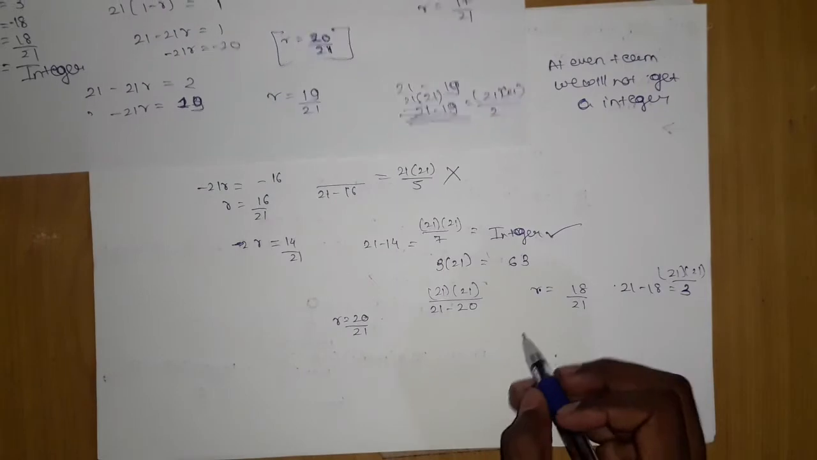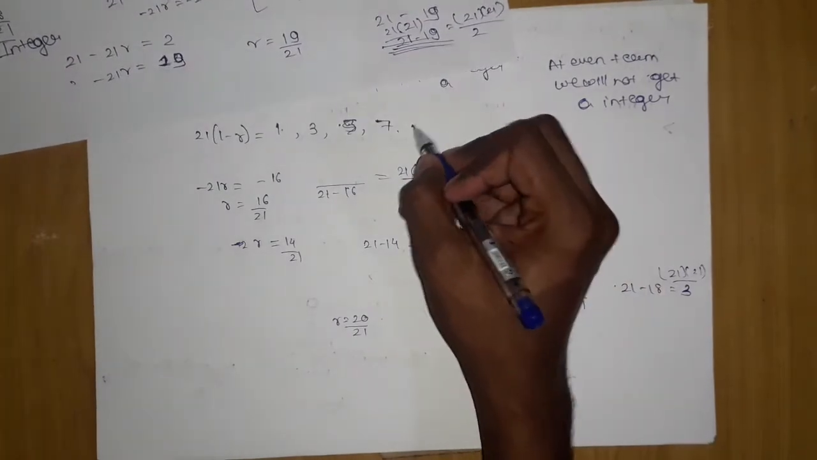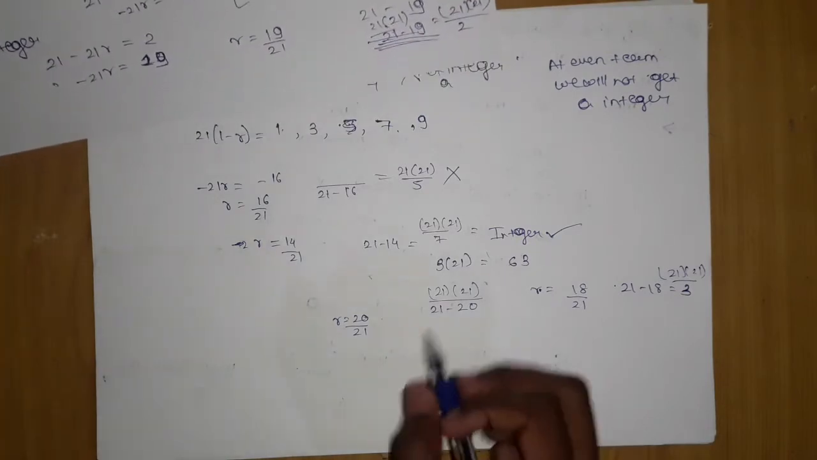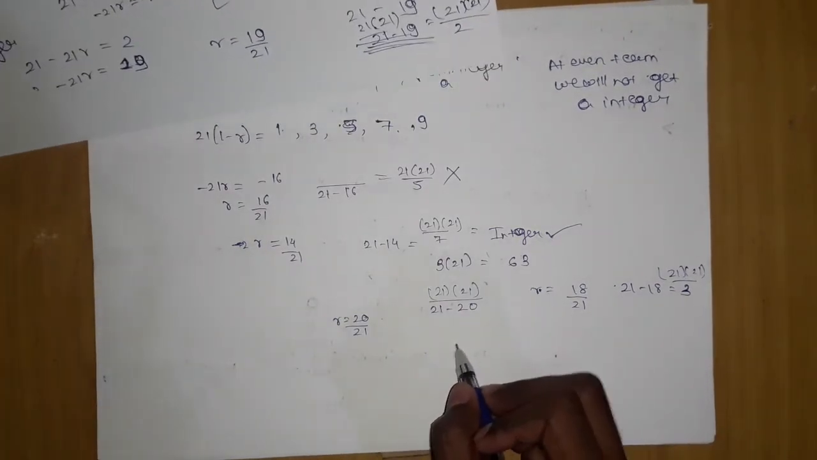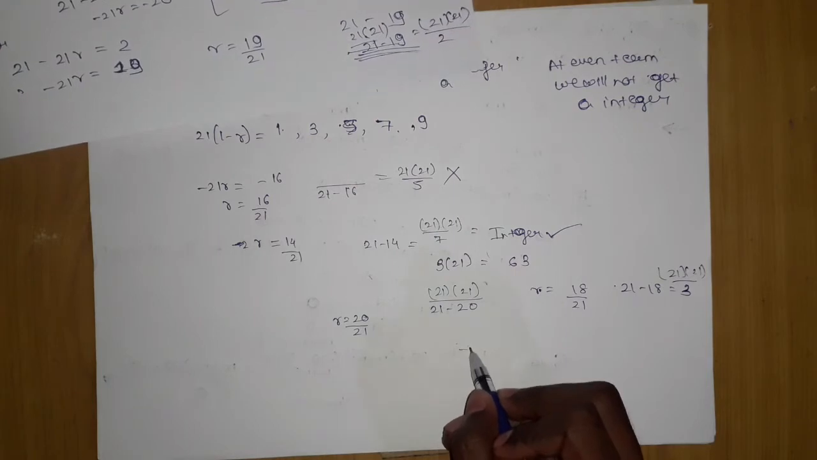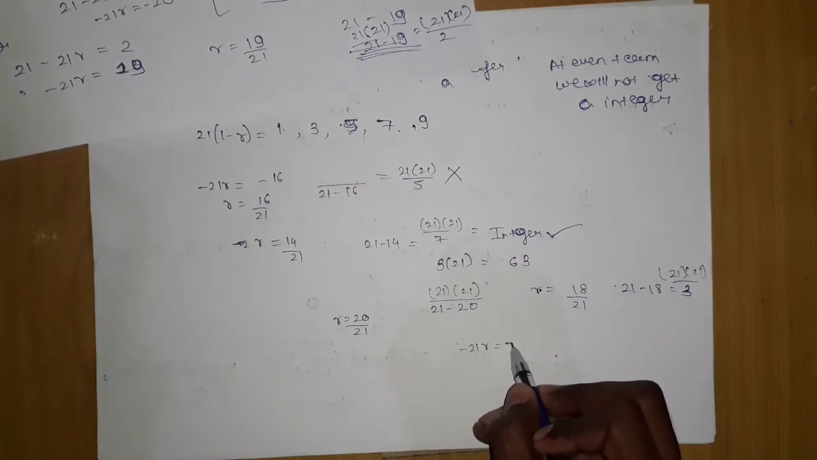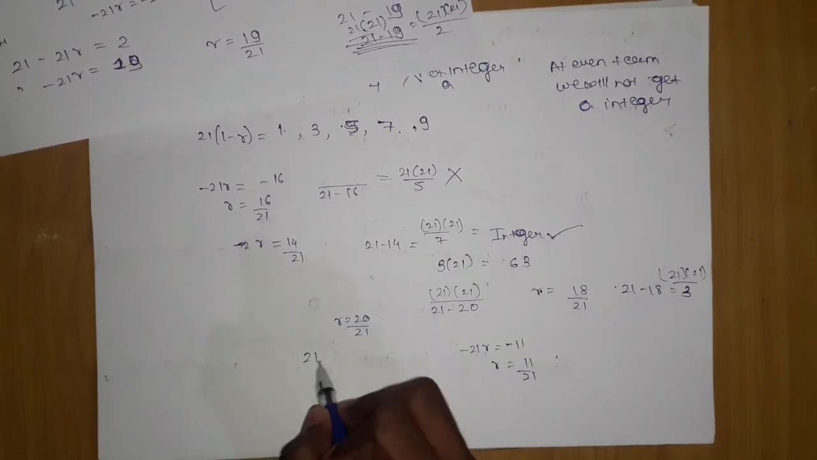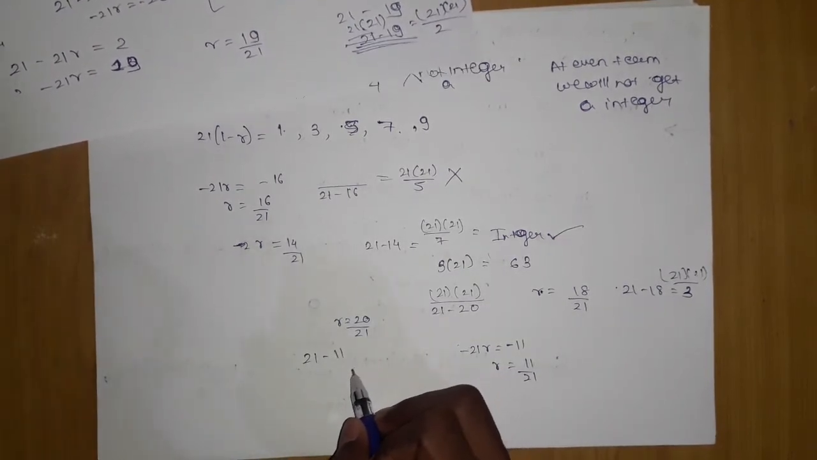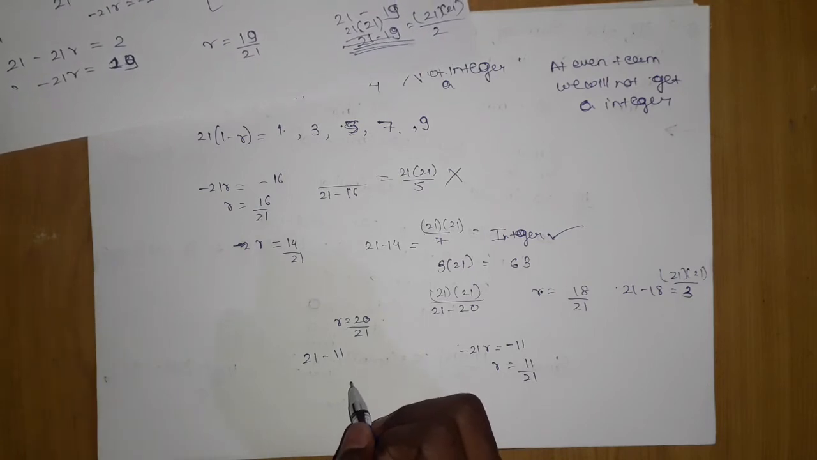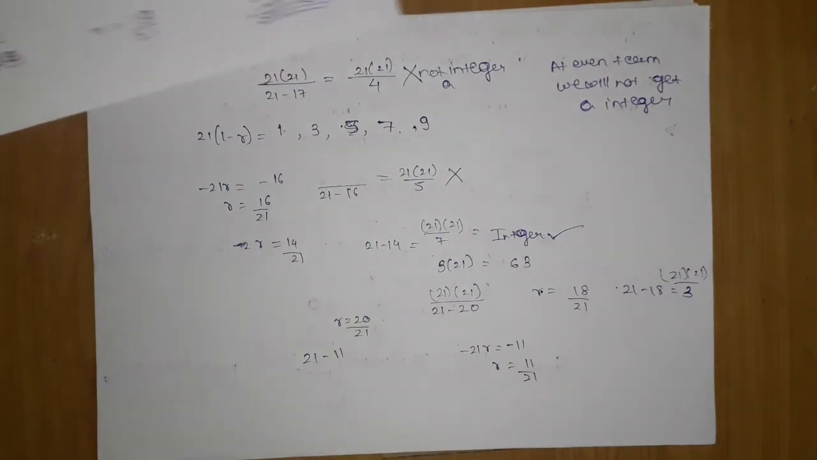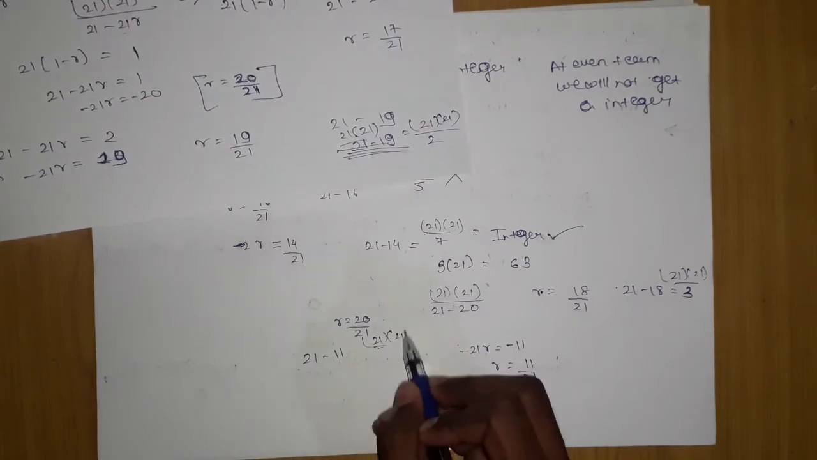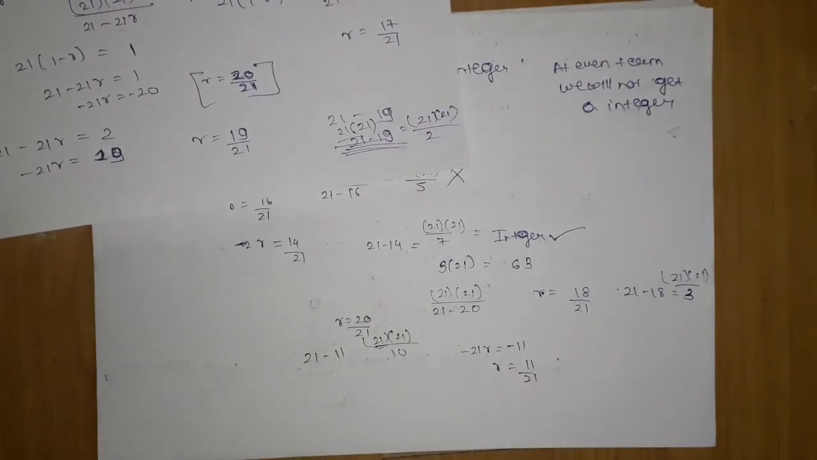Now if I take r is equals to 9, 8 is not possible since it is an even number. 9 will give me minus 21, r is equals to minus 11, r is equals to 11 upon 21. My final answer 21 minus 11, which will give me 10. 21 into 21 by 10. So we'll cancel this out.